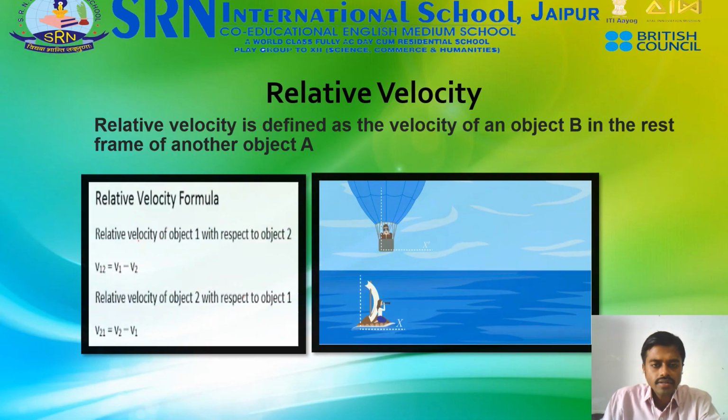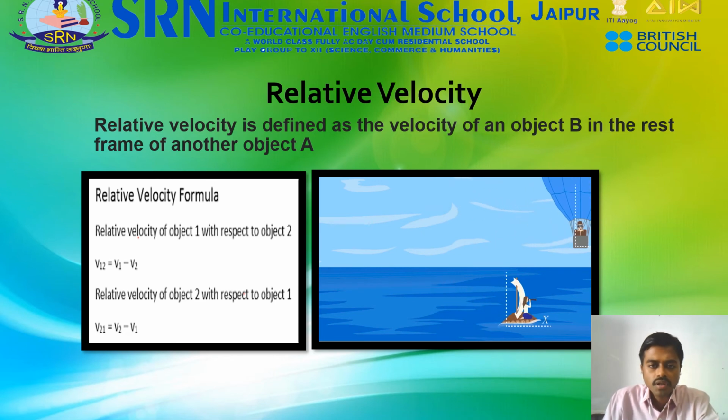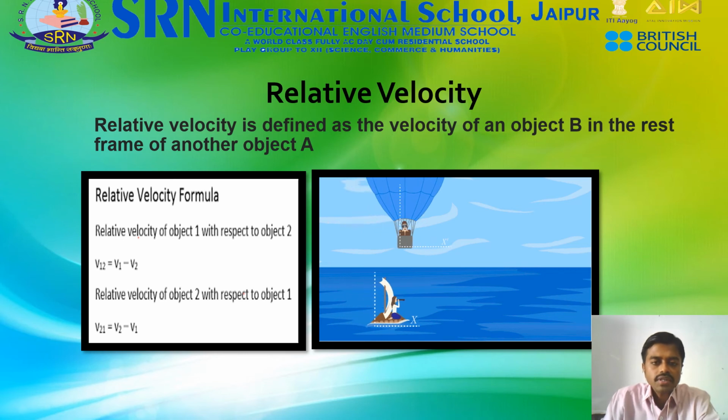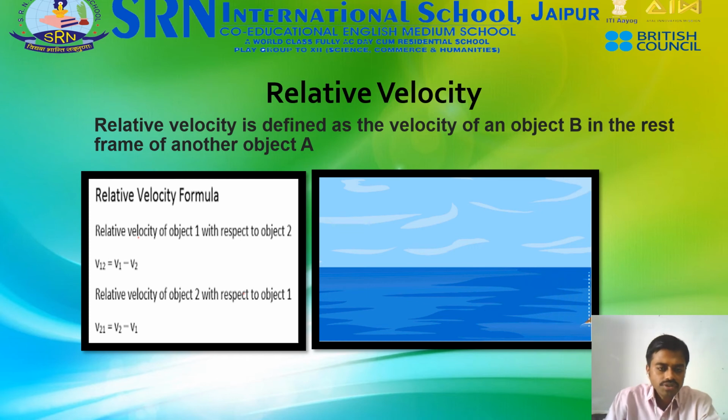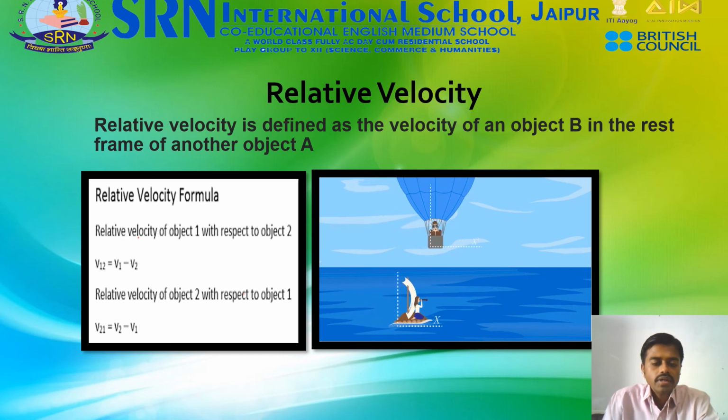Now we are at the last topic of this chapter, that is relative velocity. Relative velocity refers to the velocity which is related to another velocity. If we consider the definition, relative velocity is defined as the velocity of object B in the rest frame of another object A.